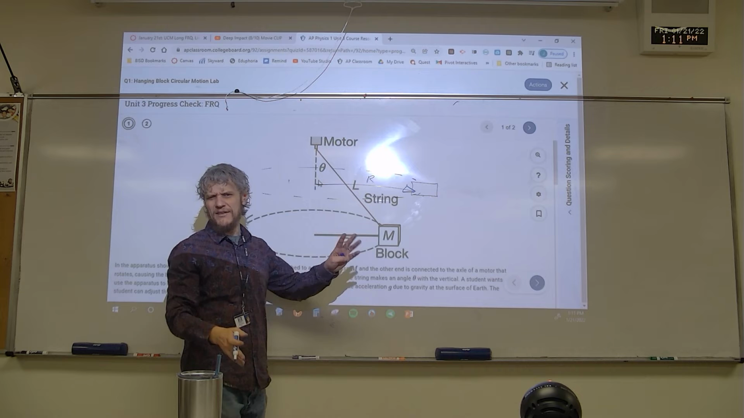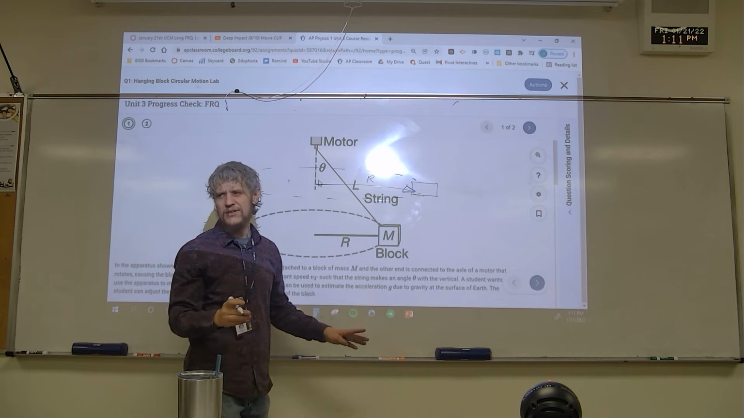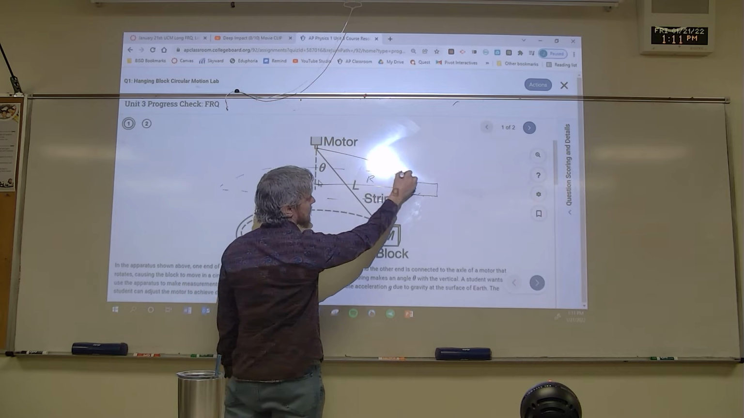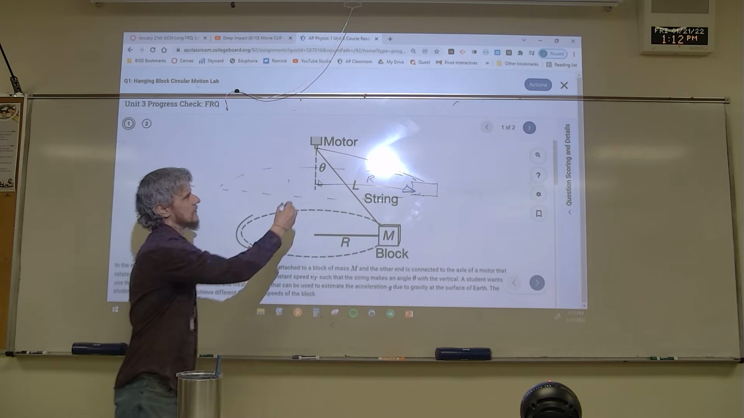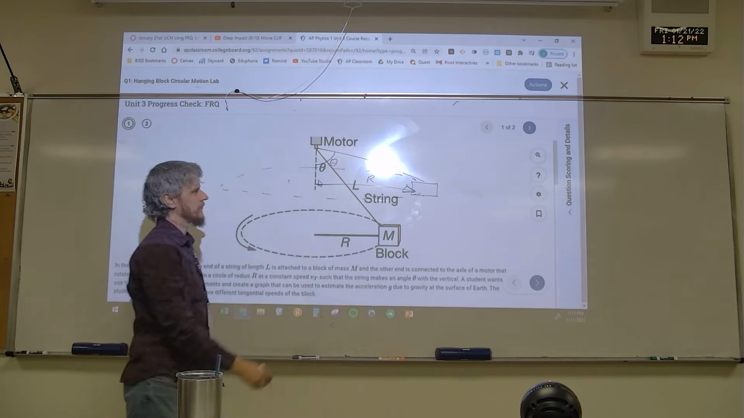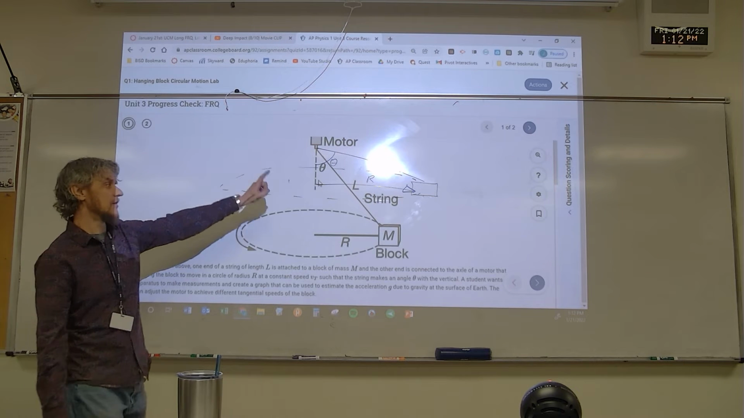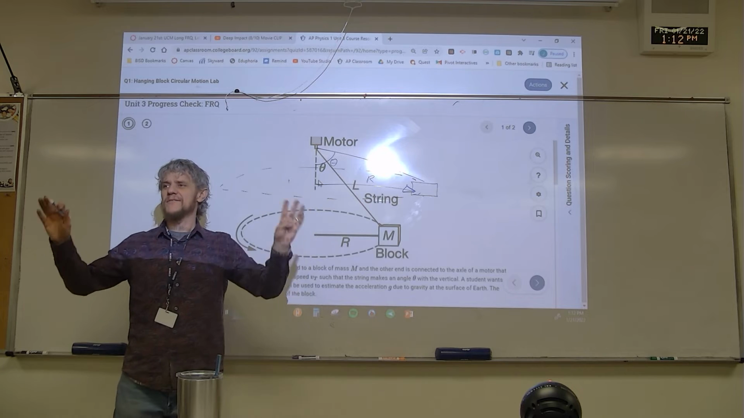Maybe the speed, probably. Yeah, so the speed, but then also the angle. Yeah, you're right, the speed would definitely be higher. The angle would be larger. The radius would be bigger. So a lot of stuff changes, right?